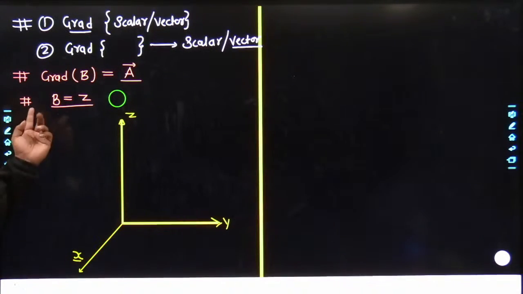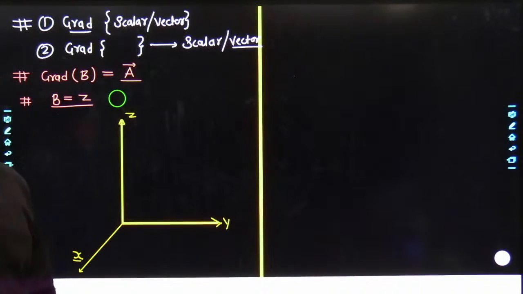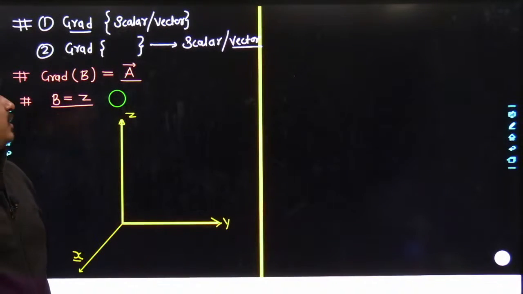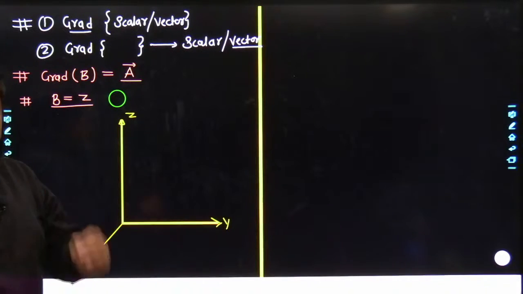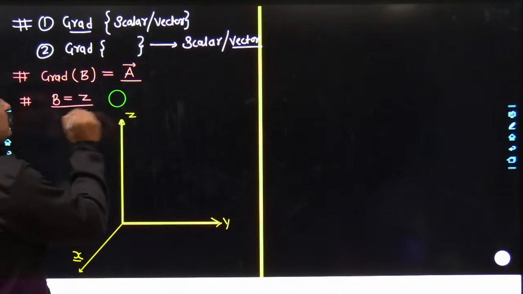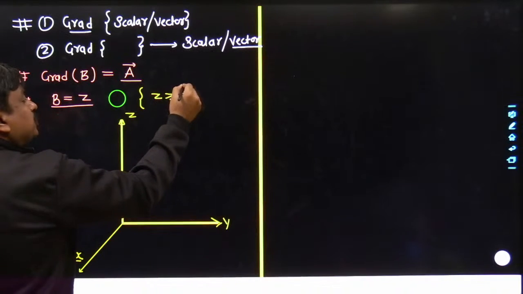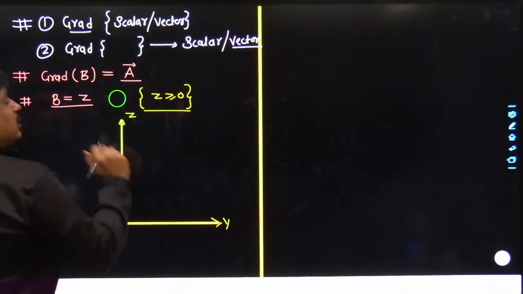Now if you focus on B is equal to Z, what does that mean? That means the magnitude would be continuously increasing as the value of Z is increasing. And now you can see very well that B is equal to Z would be valid only for Z greater than or equal to 0, because the magnitude can't be negative.